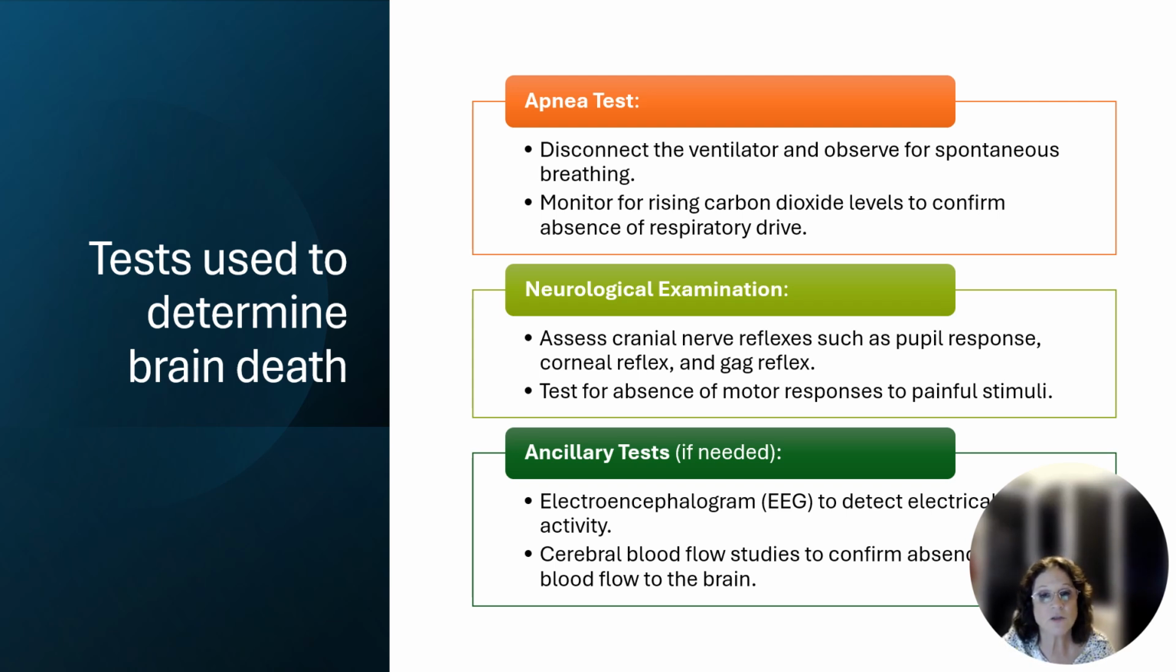Ancillary tests that we can do if we are not sure. Maybe we're not sure about our exam, the neuro exam. So we can do an electroencephalogram or an EEG, and that looks for electrical activity in the brain. And we can do cerebral blood flow studies to determine whether there's absence of blood flow to the brain.